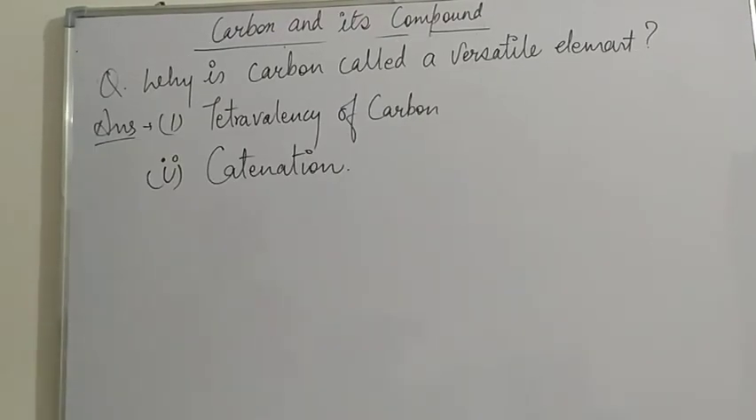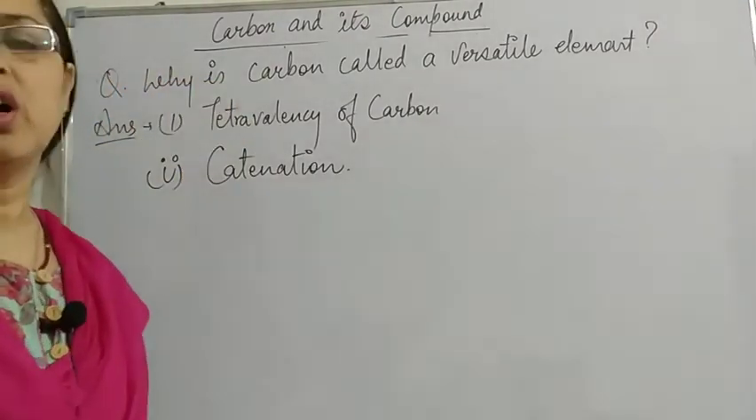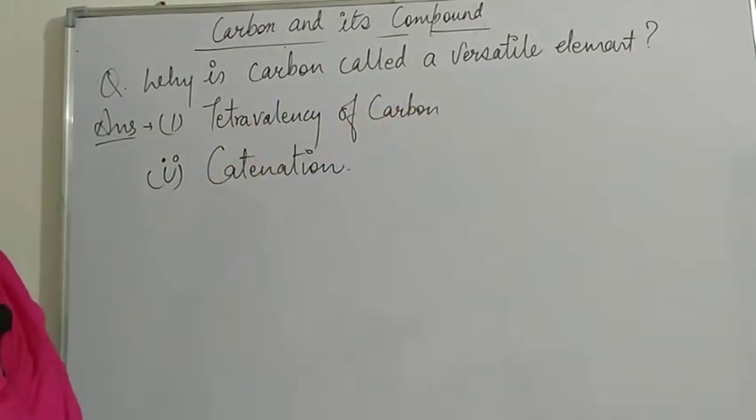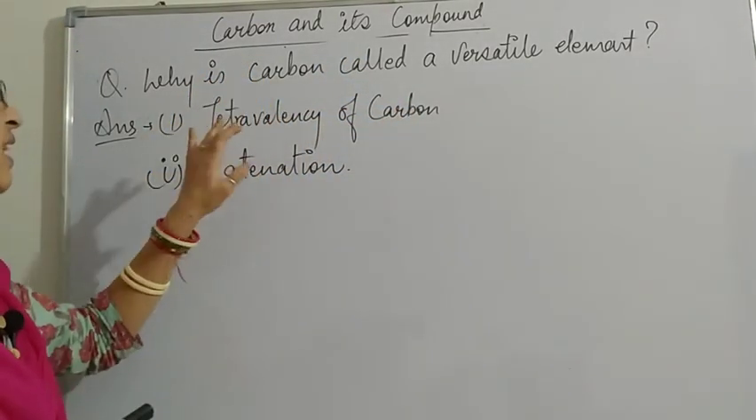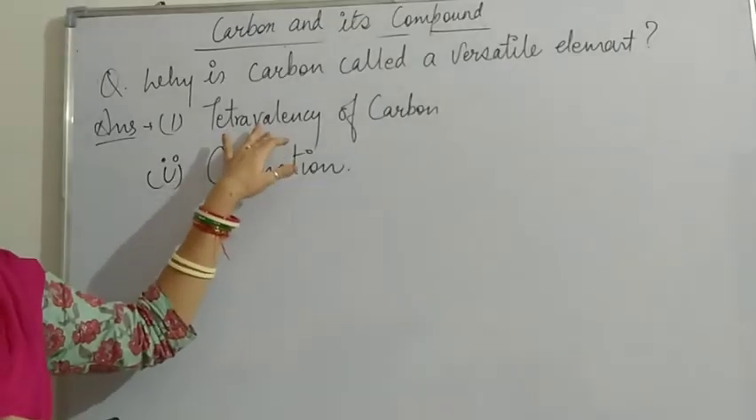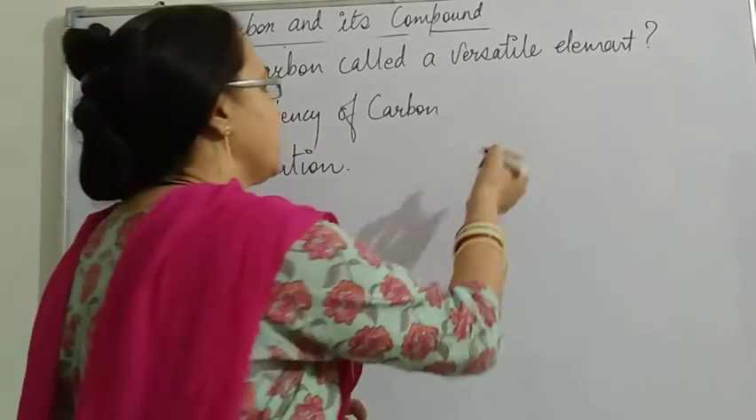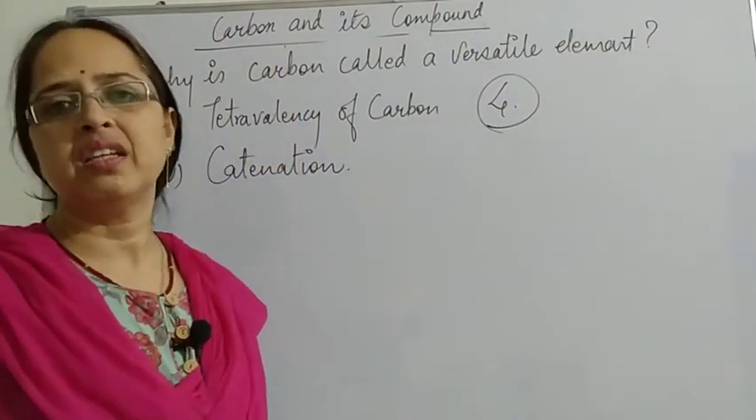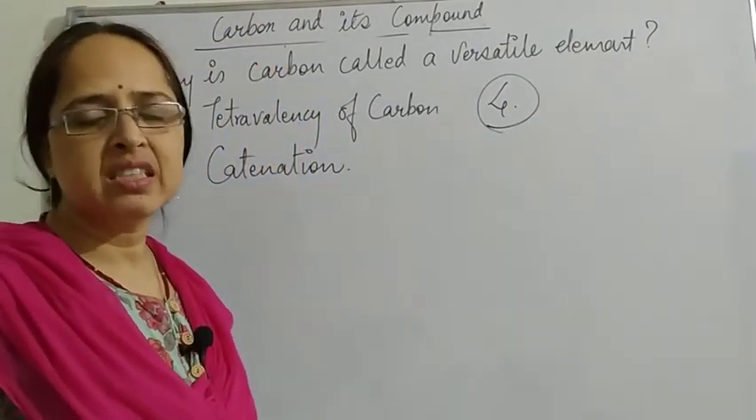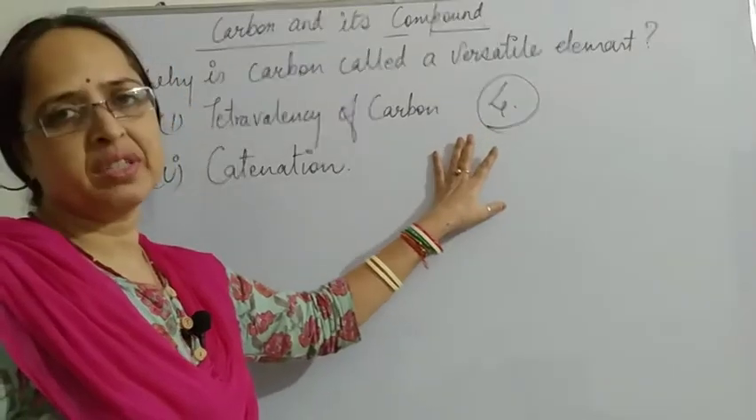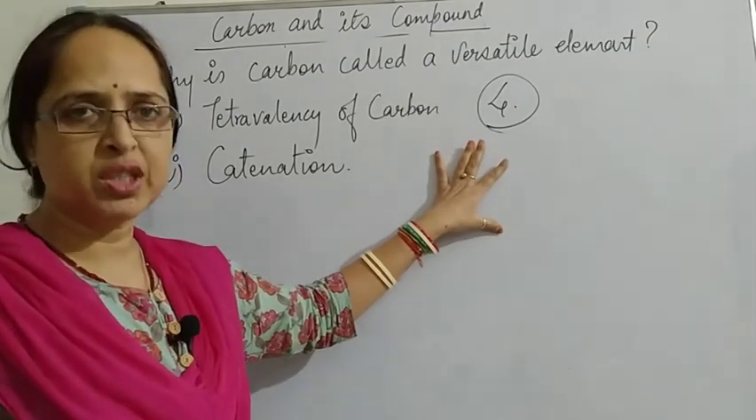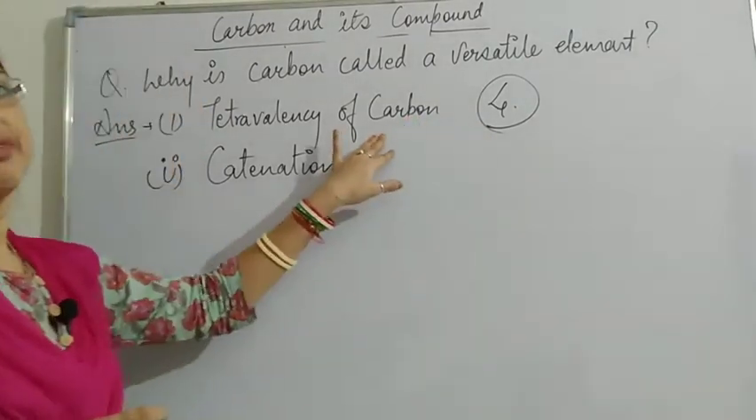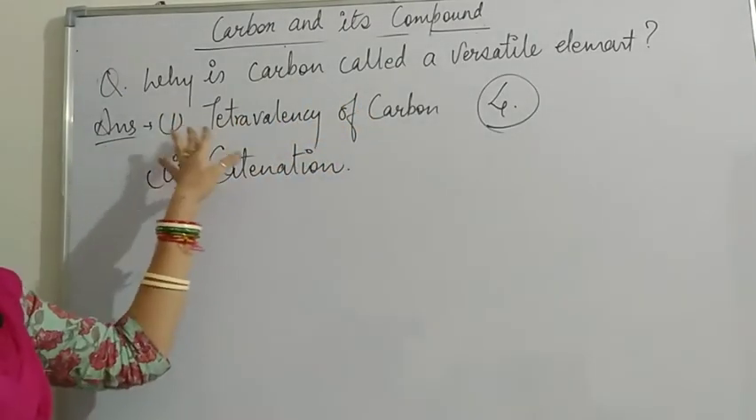Now here you can see the question: why is carbon called a versatile element? The reason is its tetravalency. That means carbon has 4 electrons in the outermost orbit, or we say it has 4 valence electrons, and the valency is 4. Due to these 4 electrons in the valence shell, carbon has a valency of 4, and this is tetravalency.